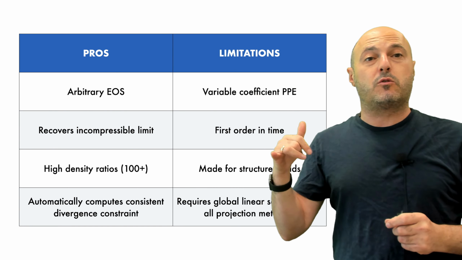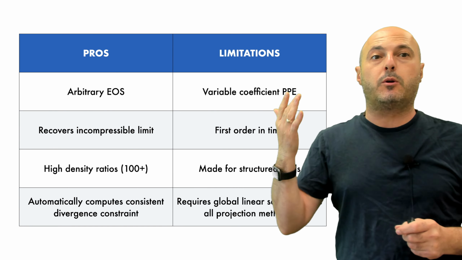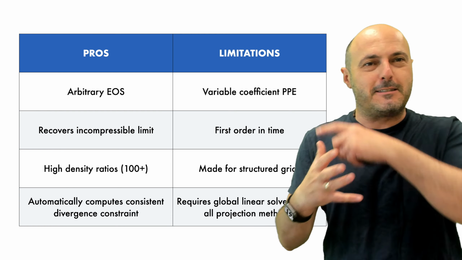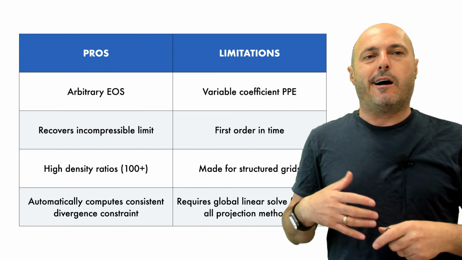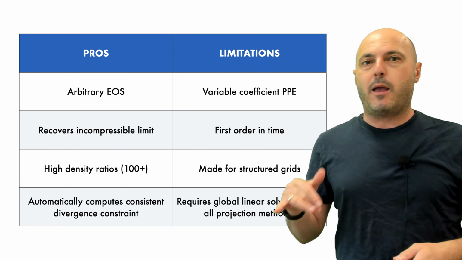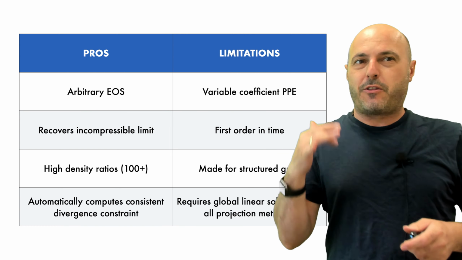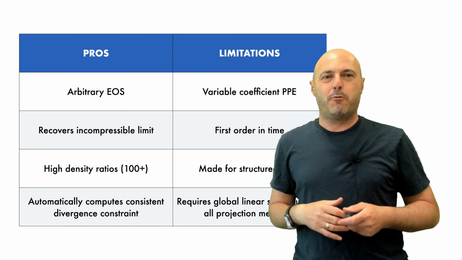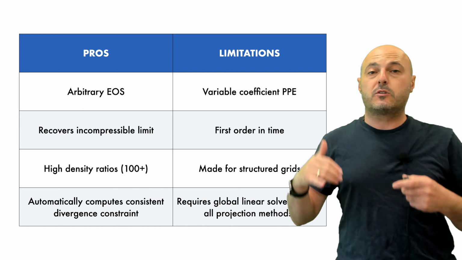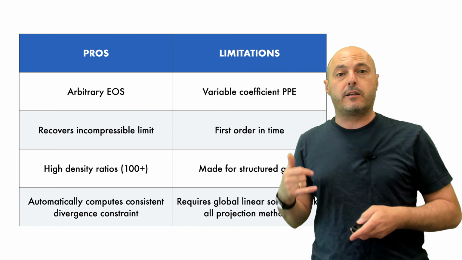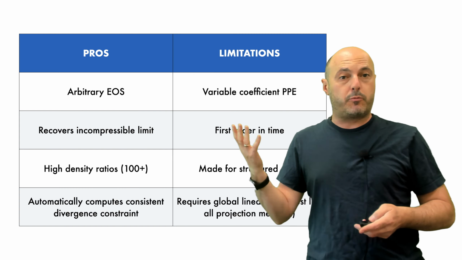But the limitations, or the cons, is that it has a variable coefficient Poisson equation, or this div (1/rho grad p). That's expensive. You have to recompute it every time step. It's first order in time. We couldn't take it to higher order. We think we could take it to second or third order, but we've shown consistently that it doesn't converge at higher order. It's made for structured grids. It will be interesting to take it to unstructured grids, and it still requires a global linear solver, just like all projection methods. Okay, so it is a projection method.